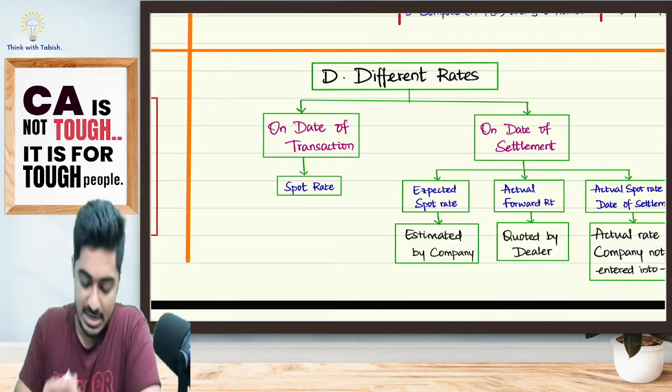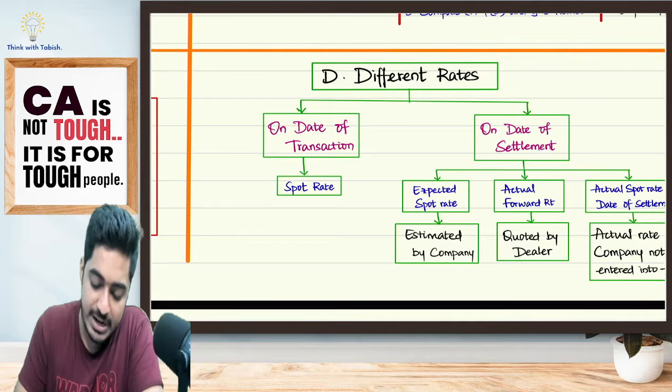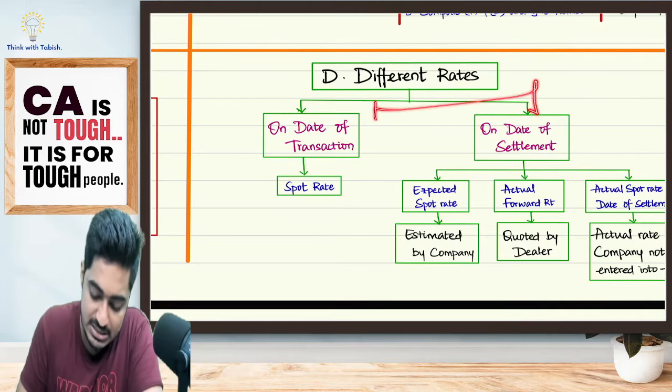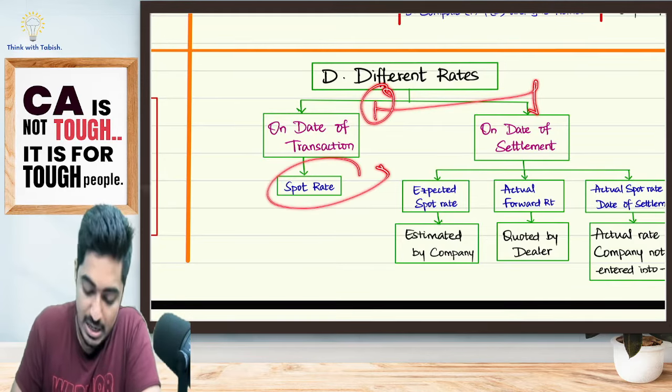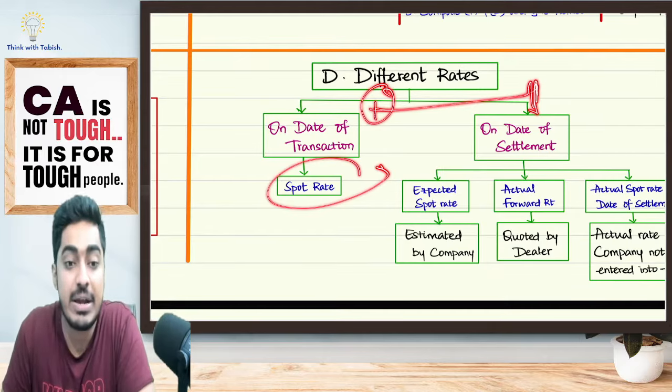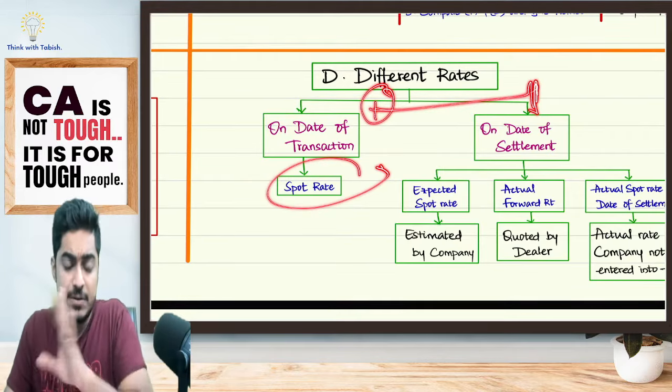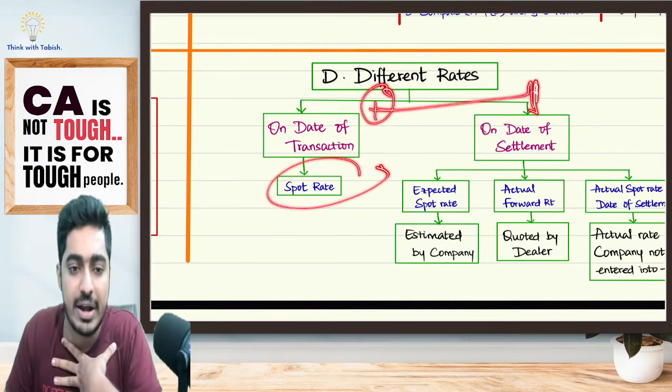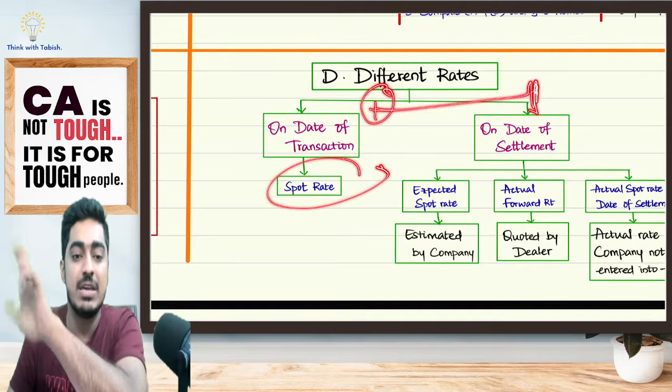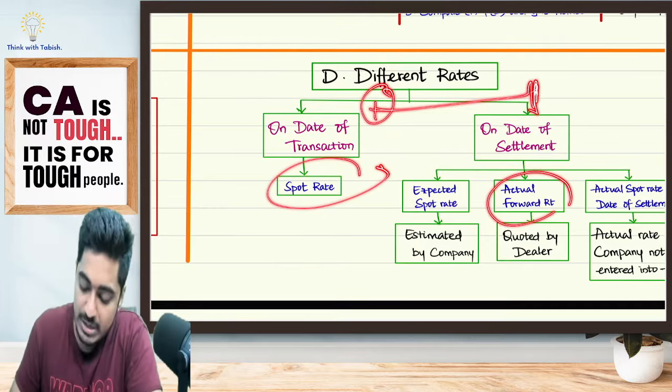What different rates can there be? First, on the date of transaction, imagine today I entered into a transaction. Today I will have today's spot rate. Now for the future date, that is the settlement date, 3 different rates can be there. Firstly, if I enter into a forward contract, my dealer or banker will give me a rate. It is called my forward rate.